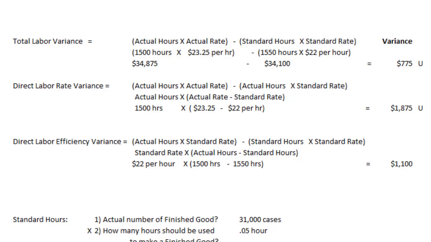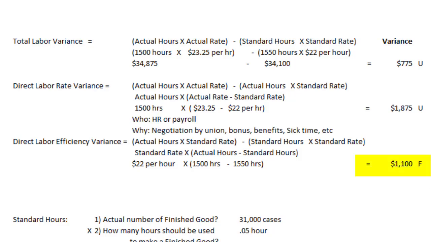Again, don't think of it as positive or negative. We need to think as favorable or unfavorable. Because the actual hours are lower than the standard hours, what we can say is that this is a favorable variance. Our workers worked less hours than were expected. That's a good thing. That's favorable.